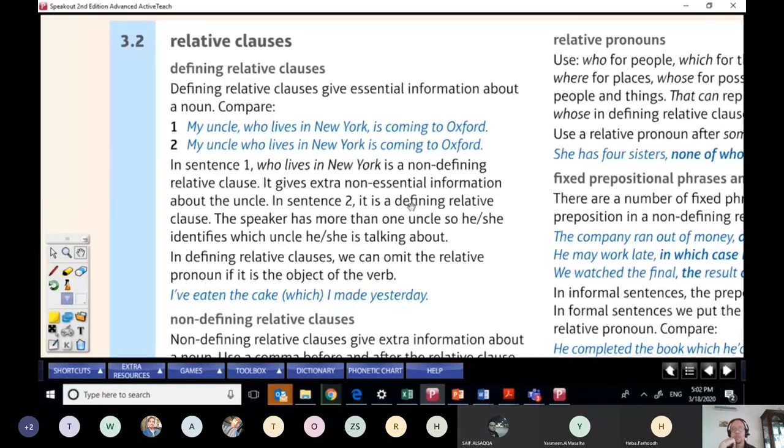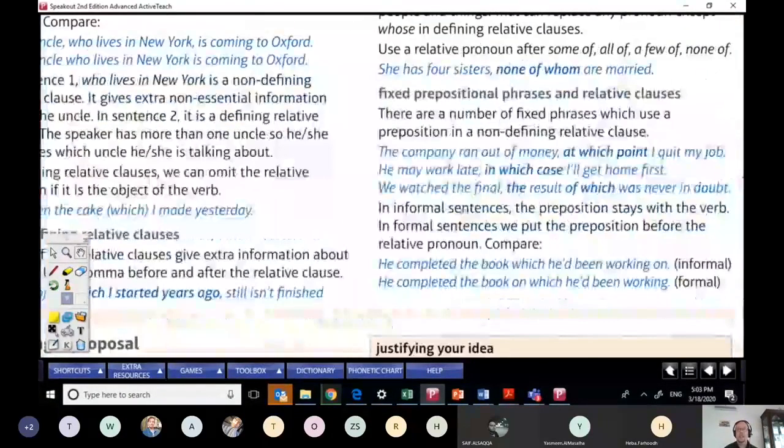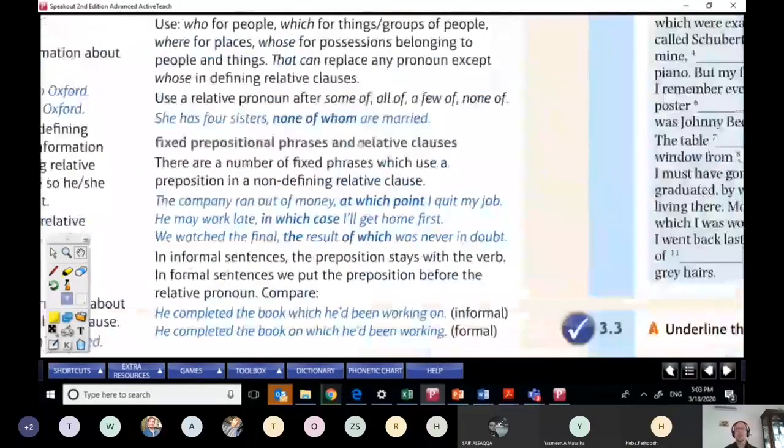Any other questions? Nope. Okay. So really, this might be slightly new to you, but these phrases you can learn. I think all the rest is pretty much revision.